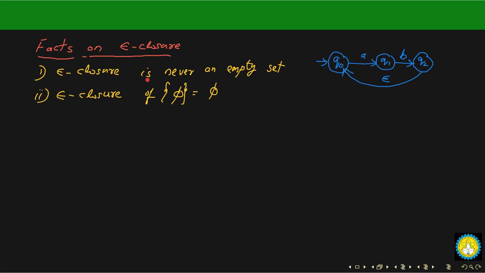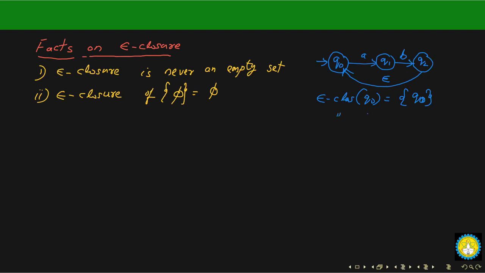So the epsilon closure is never an empty set. We have already encountered this. For example, from this diagram, if you look at the epsilon closure for Q0, Q0 itself is going to be a member of the epsilon closure of Q0. Since there are no epsilon transitions out from Q0, the epsilon closure of Q0 just contains Q0 itself. So let me write it to make it clear. Epsilon closure of Q0 is going to be Q0. So at least that state will be present in that closure.